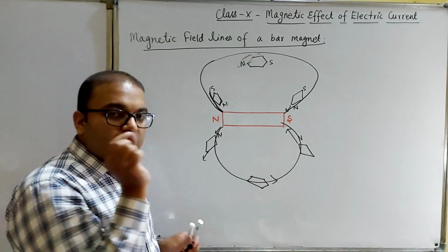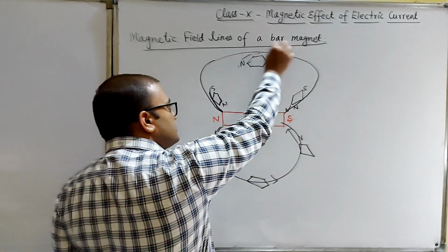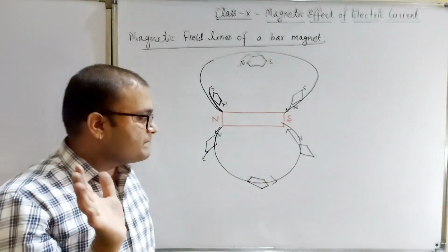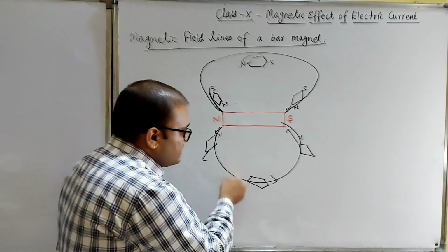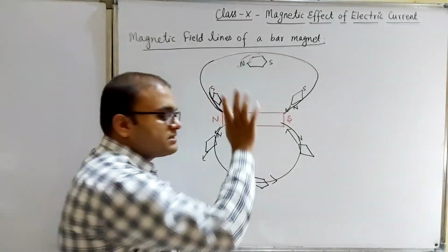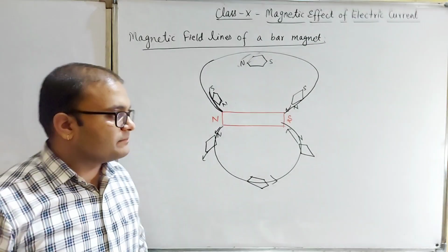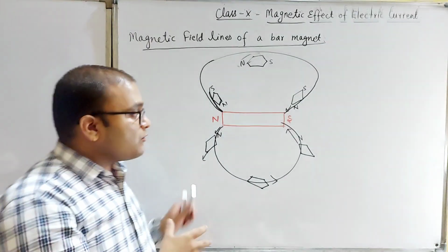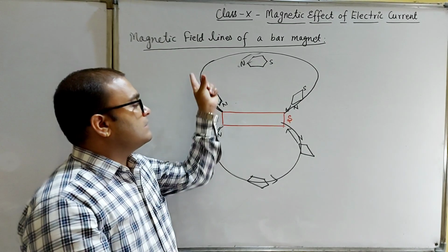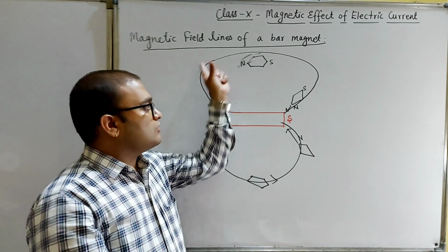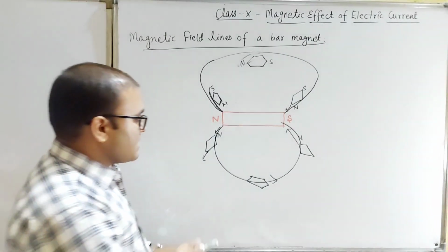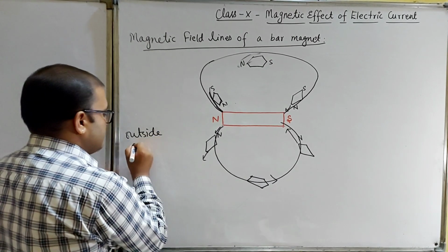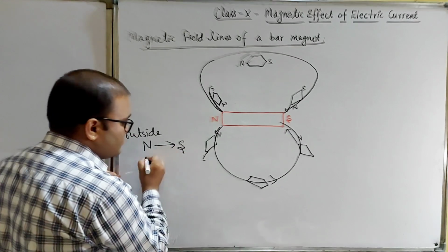So in this way, magnetic field lines will emerge from the north pole and enter at the south pole of a bar magnet. And here again it is emerging from the north pole and entering at the south pole of a bar magnet. But see here, outside the magnet, the magnetic field lines are emerging from the north pole and entering the south pole, meaning outside, magnetic field lines go north to south.